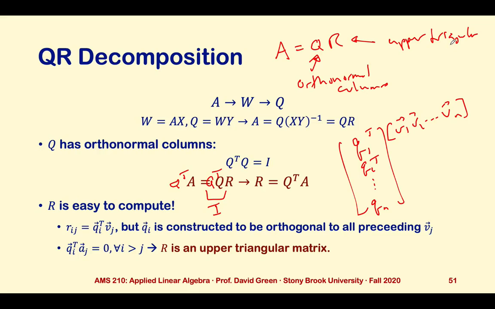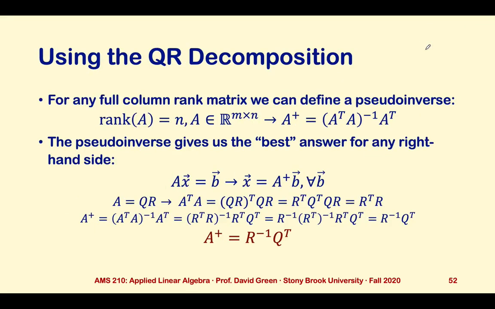This is upper triangular. Of course, it is not the same upper triangular matrix as in LU, but it is an upper triangular matrix. All right. Just to see how we would use this, how can we use QR as a replacement for other problems in the same way we can use LU as a replacement for Gaussian elimination?